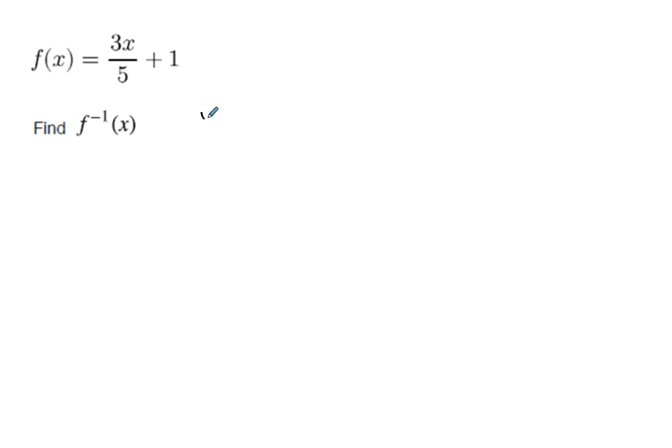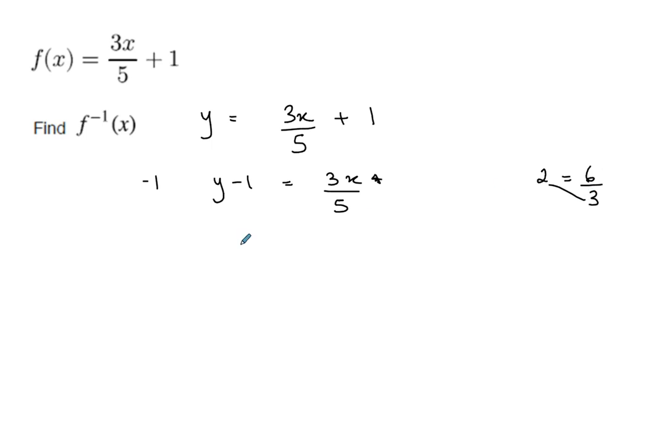Okay, so here we have y equals 3x divided by 5 plus 1. The 1 is furthest from the x, so we go minus 1. So we go y minus 1 equals 3x over 5. If you've seen my videos on Fazmaths, I've got 2 equals 6 divided by 3. Can you see that looks like 2 equals 6 divided by 3? So you just go 2 times 3 is 6. So we're really just multiplying by 5.